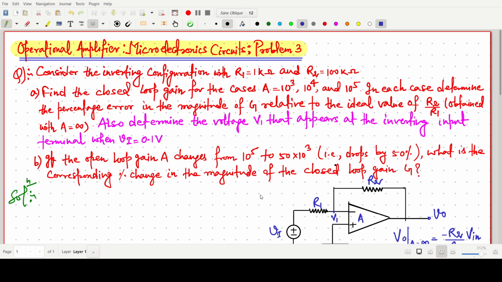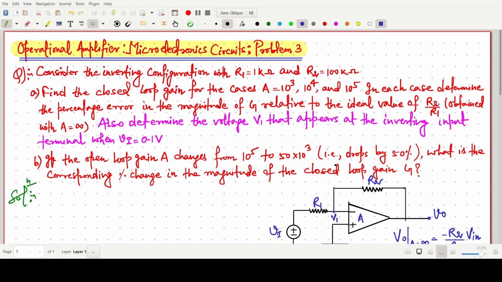Welcome everyone. In this video lecture, we will think about a numerical problem from the Microelectronics Circuits book, a problem on operational amplifiers, basically the inverting amplifier. Consider the inverting configuration with R1 of 1 kilo ohm and R2 of 100 kilo ohm. We have to find the closed loop gain for the cases A equal to 10 to the power 3, 10 to the power 4 and 10 to the power 5, meaning for a finite open loop gain, not for the infinite open loop gain.